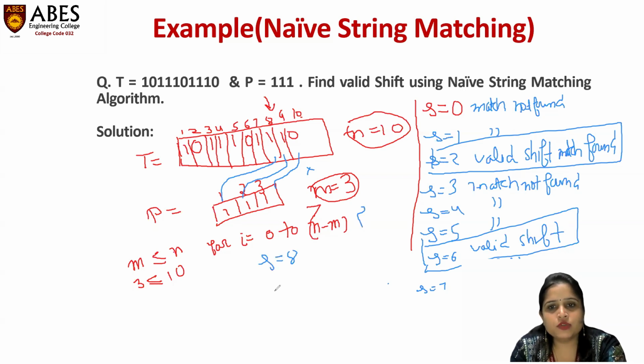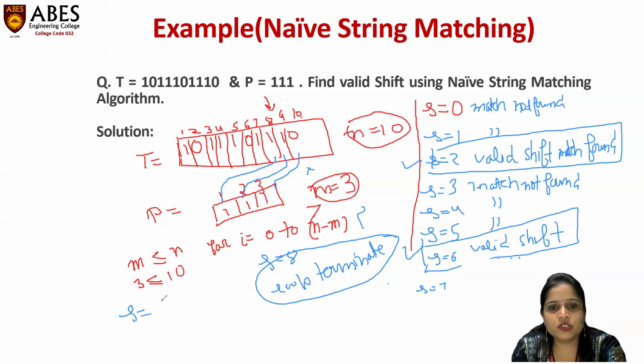In case of S equal to 8, what happened? Loop terminate. Here, our loop will terminate. After termination of loop, we see here we just found two times our pattern in a given text array. For S equal to 2 shift and for S equal to 6. So we have found 2 times our pattern into a given text array.